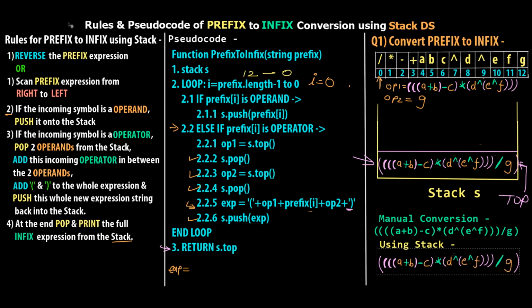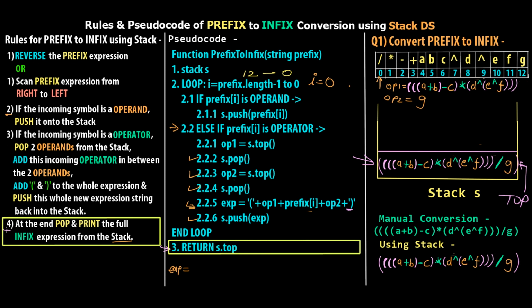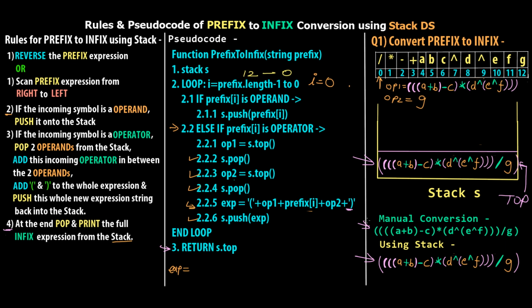Okay. And this corresponds to rule number 4, that is at the end pop and print the full infix expression from the stack, which is gonna be at the top of the stack. And this, my friends, is basically the final answer. And if you just cross check this result with the manual conversion result, it is gonna be exactly same, which means that we've pretty much successfully applied prefix to infix conversion using stack data structure and applied the rules and pseudocode correctly. So I hope you've understood the entire process of prefix to infix conversion using stack data structure.